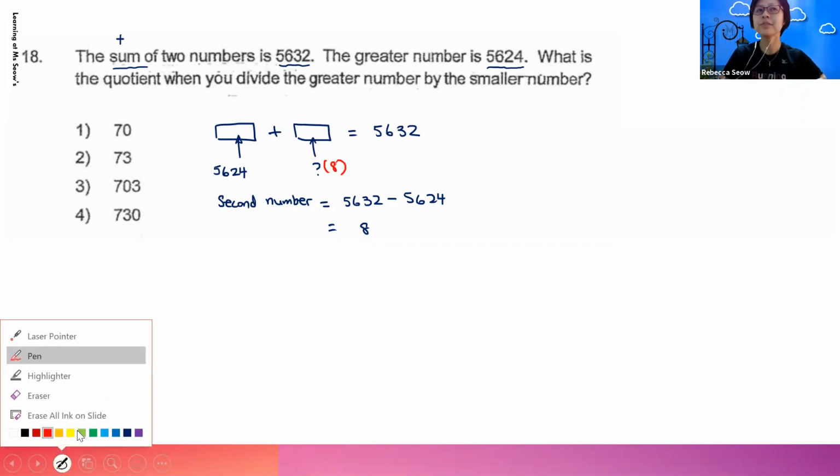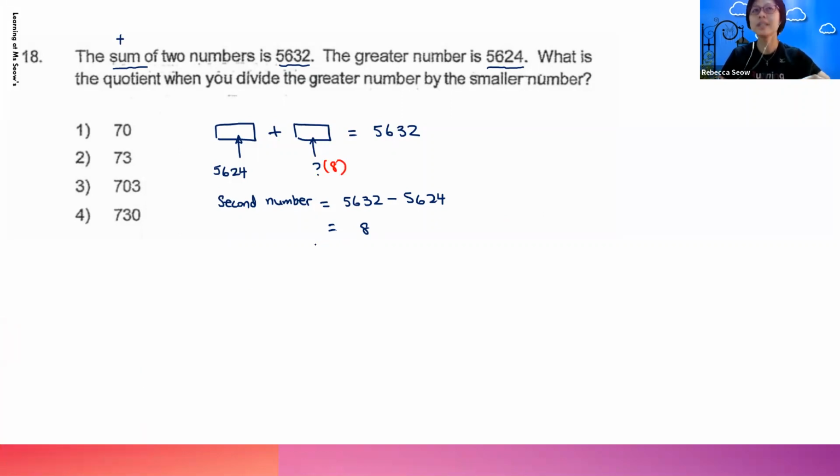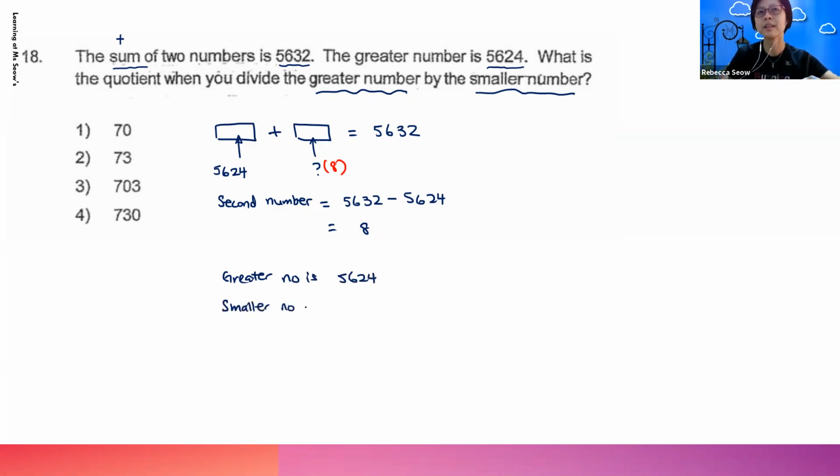Okay, so then knowing that both numbers are already found, what is the quotient when you divide the greater number by the smaller number? This question is quite tricky. They expect you to know what the greater number is. So in this case, the greater number is 5,624 and the smaller number is 8. So if you divide the greater number by the smaller number, it will be 5,624 divided by 8. And if you work it out, you will get 703.